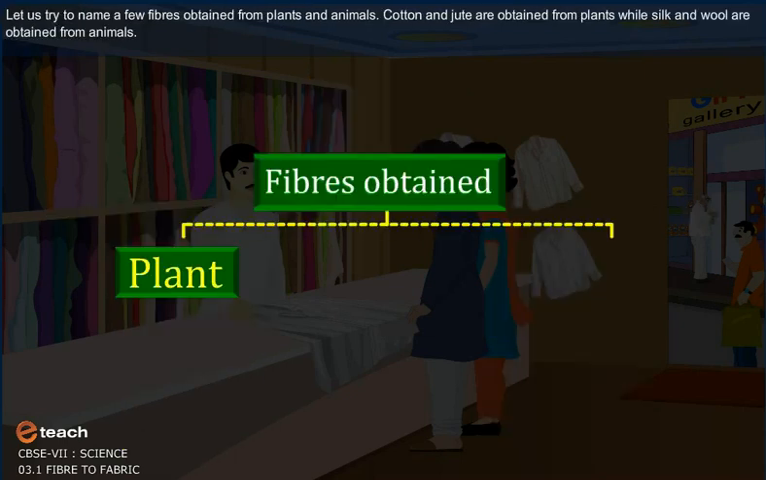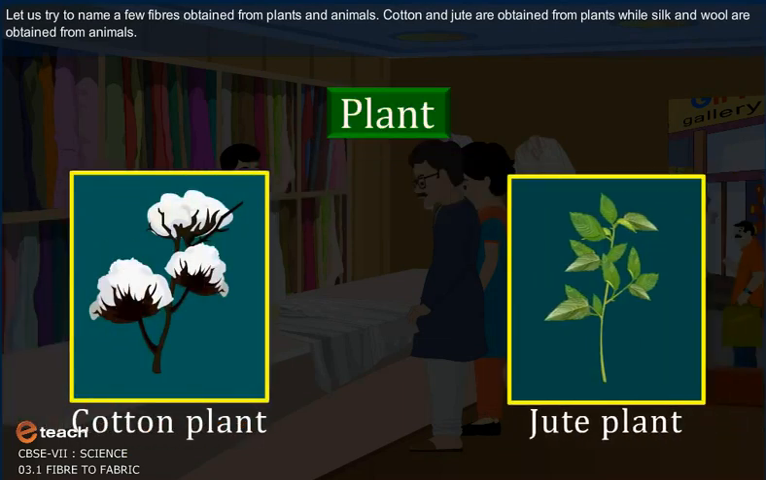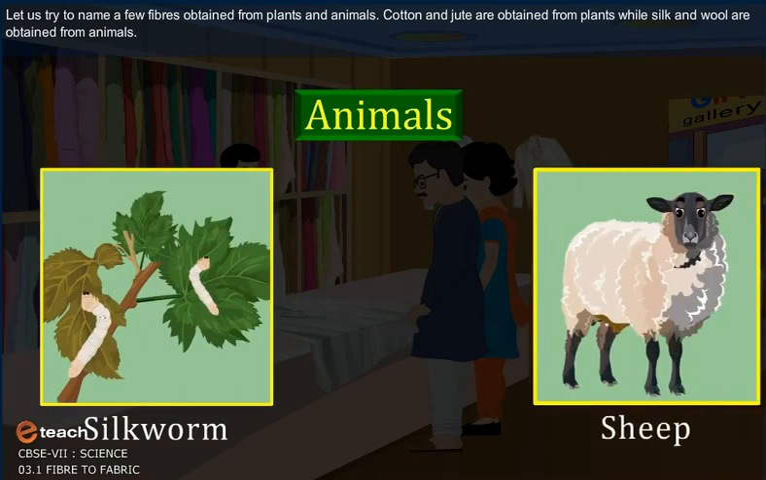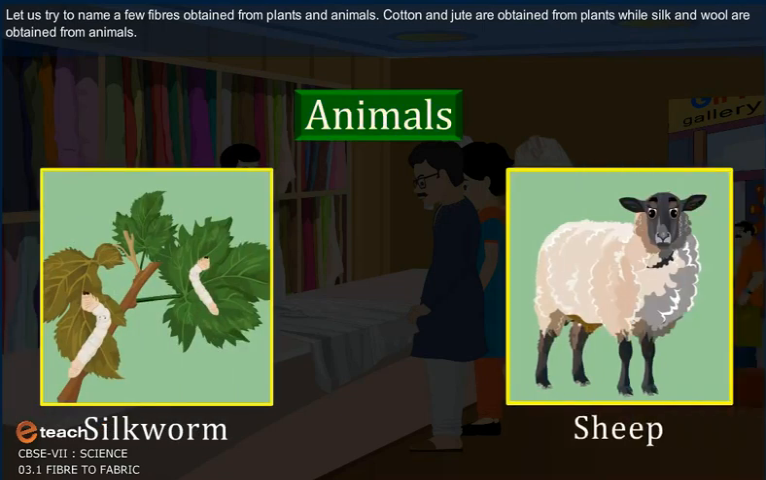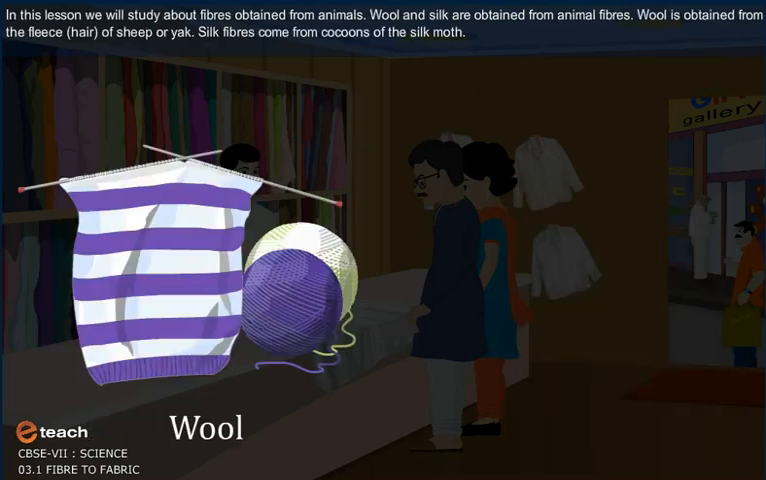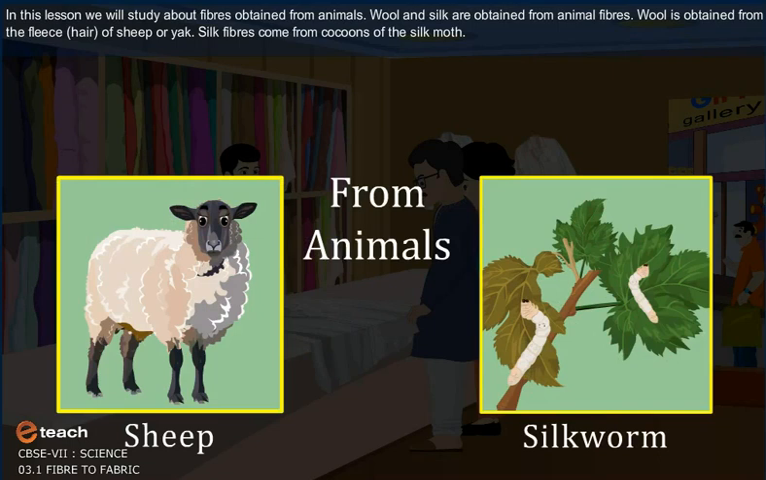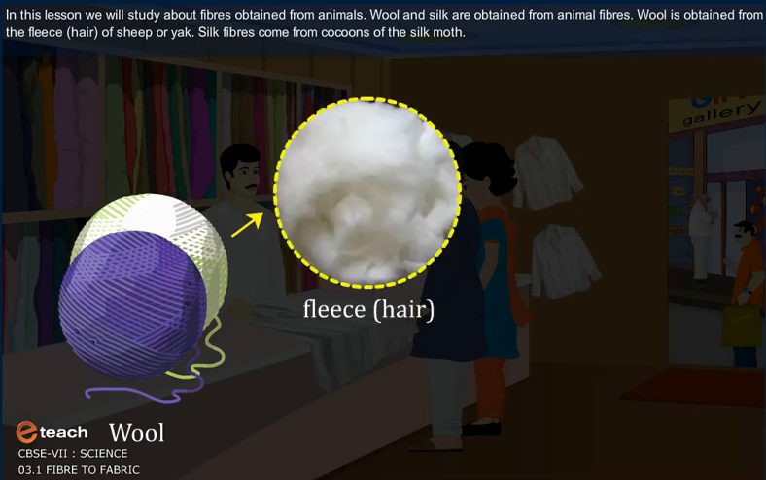Let us try to name a few fibers obtained from plants and animals. Cotton and jute are obtained from plants, while silk and wool are obtained from animals. In this lesson, we will study fibers obtained from animals. Wool and silk are obtained from animal fibers.